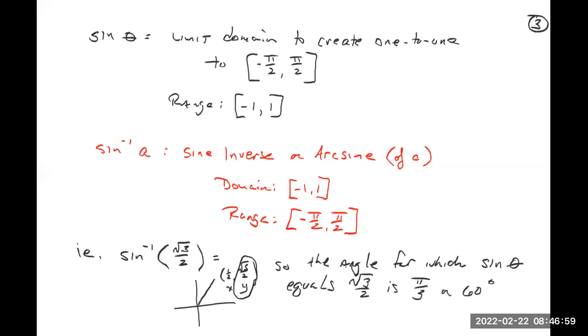So the question I'm actually asking when I say, what is the arc sine of square root of 3 over 2? I'm really asking, for what angle is the answer to sine equal to square root of 3 over 2? And remember, I can only answer out of quadrant 1 and quadrant 4.